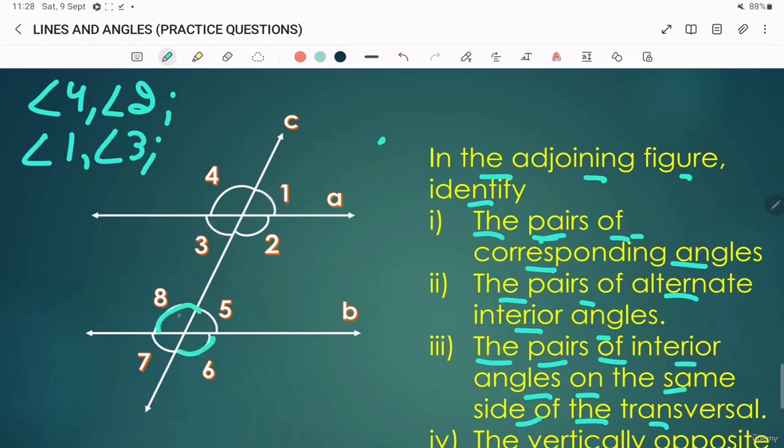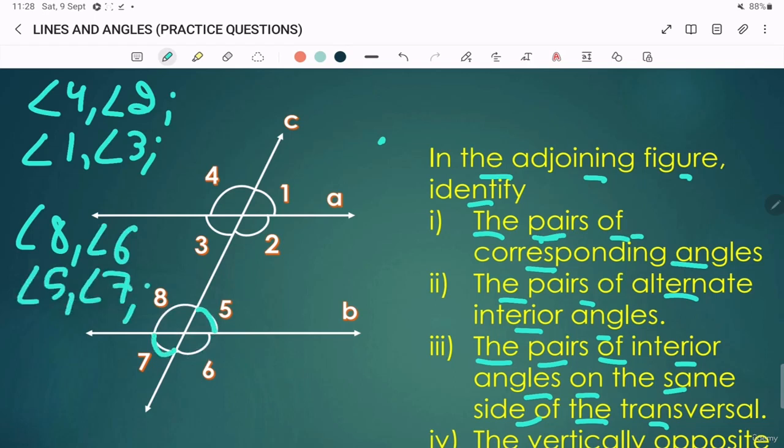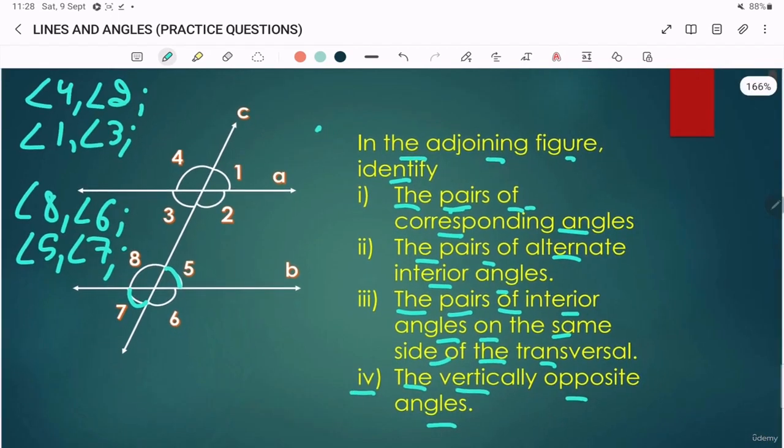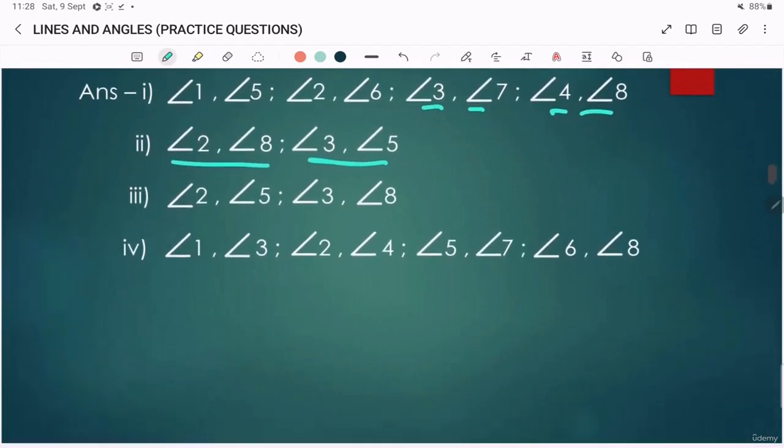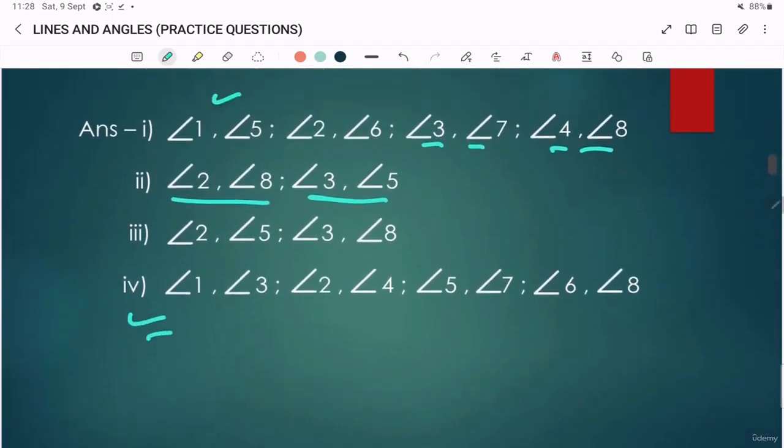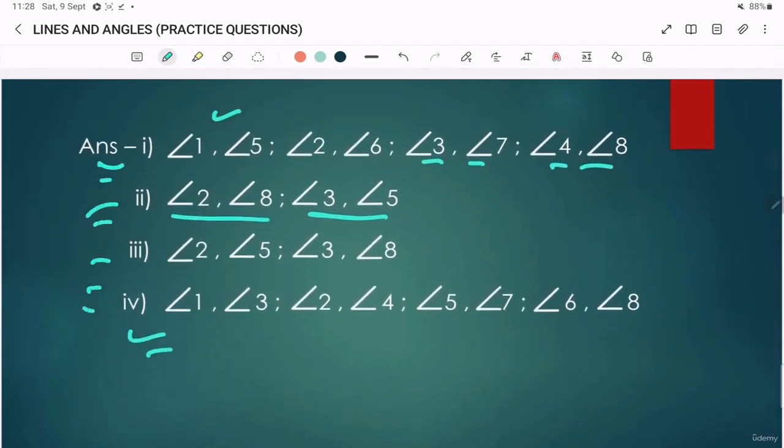Angle 8 and angle 6. This is third pair. They are vertically opposite angles. Angle 5 and angle 7. This is fourth pair. So total we have four pairs of vertically opposite angles. And these are our answers of four parts.